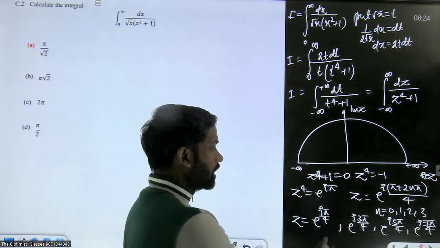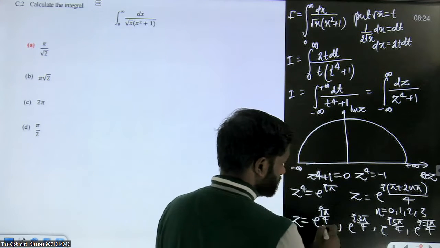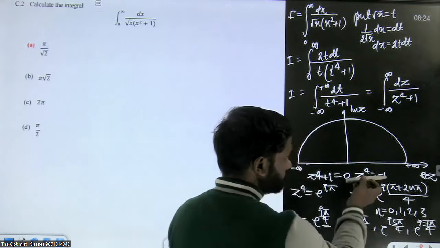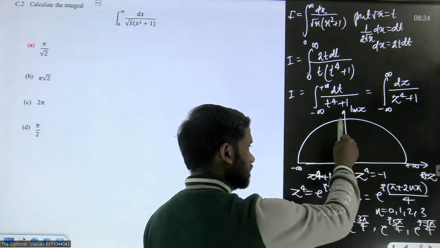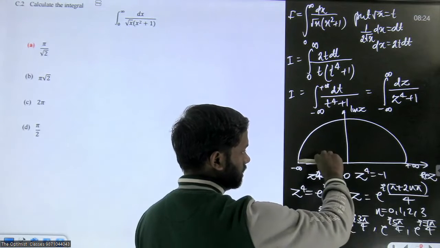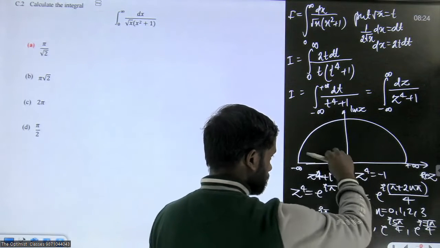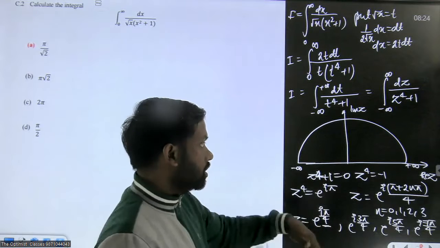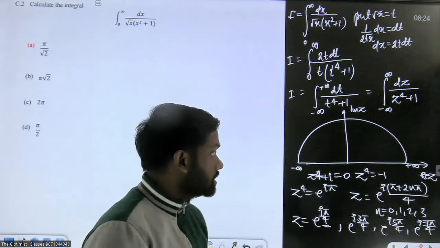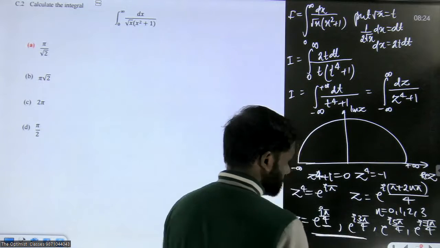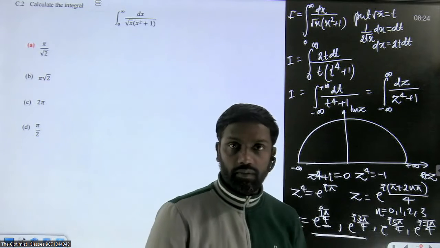But in the upper half plane, if you check, the argument of this one is pi by 4, this is 3 pi by 4, but 5 pi by 4 is more than pi. If you start from here and rotate by pi angle, you reach here, so this angle is more than pi. That means this singular point will be somewhere in the third quadrant, so that is not within this semicircle. So the singular points within the semicircle are these two, within the contour.